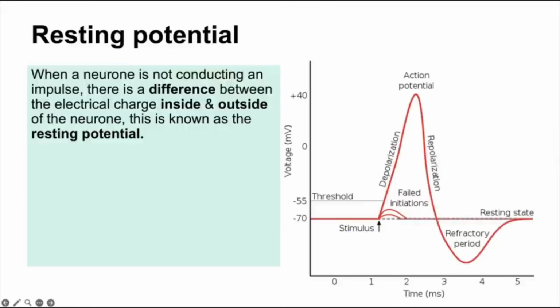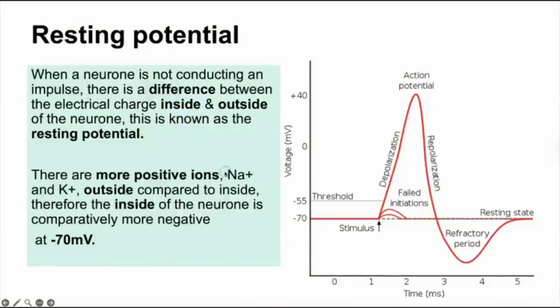So we then move on to the concept of an action potential and resting potentials. Resting potentials are when a neuron is not conducting an impulse. So there's not been a stimulus detected. It's just your resting standard state. But even when at rest, there is a difference between the electrical charge inside the neuron, specifically we tend to talk about the axon, and the outside of the axon. And that difference in voltage is our resting potential.